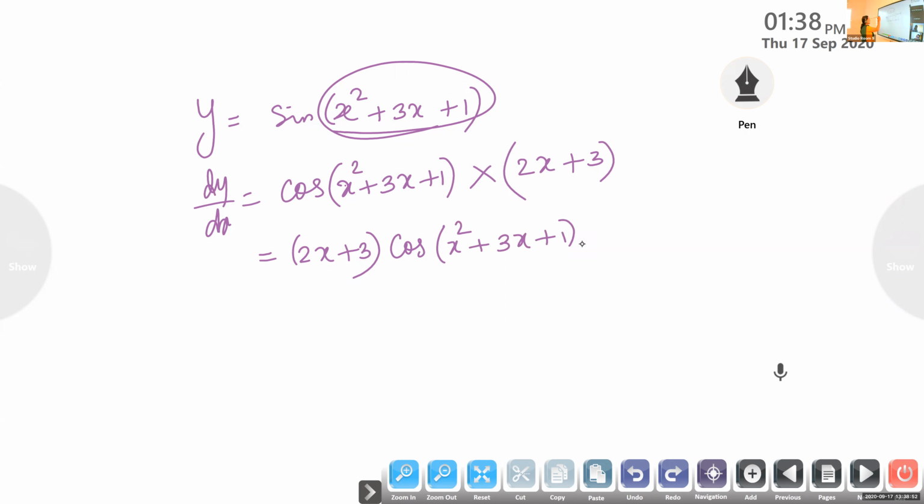Okay. The next one. Tan of 3x plus 1. Find the derivative of tan of 3x plus 1.